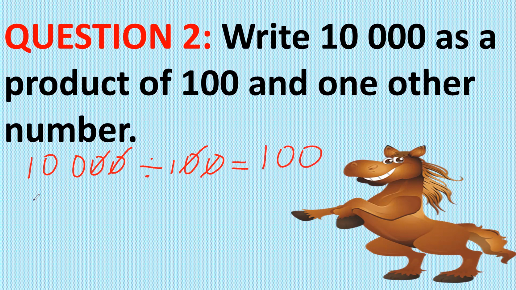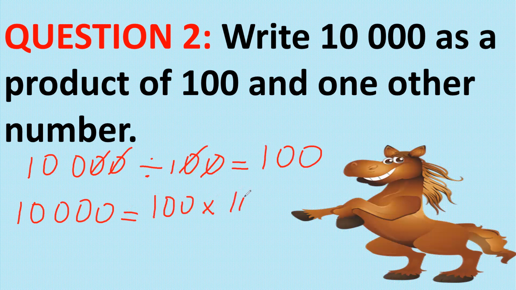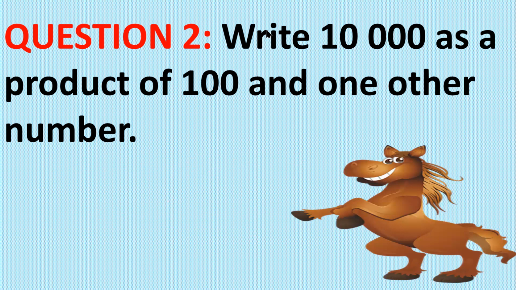So we can write 10,000 like this: 10,000 equals 100 times 100. What they ask you, write 10,000 as a product of 100 and one other number, also 100, because we have 10,000. So 100 times 100, you are getting 10,000. All right, so let's continue with the next question. Question 3 is coming now.